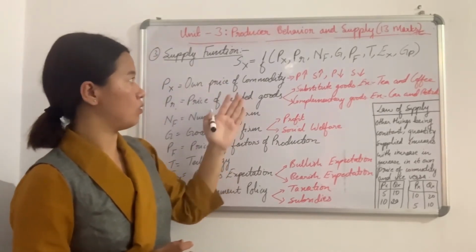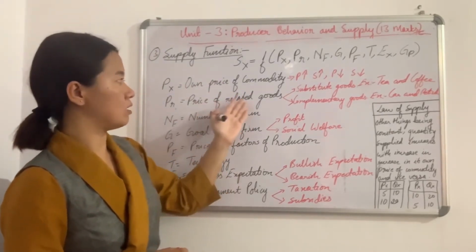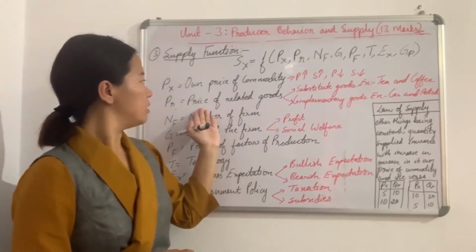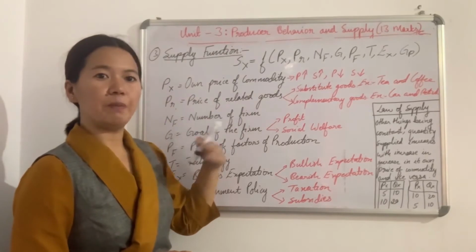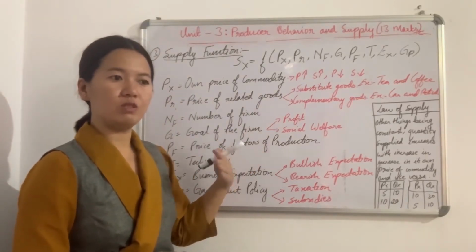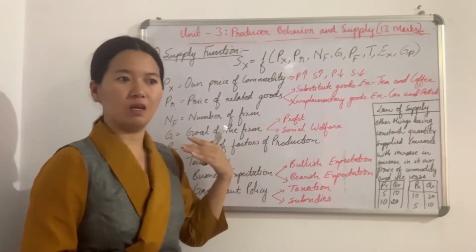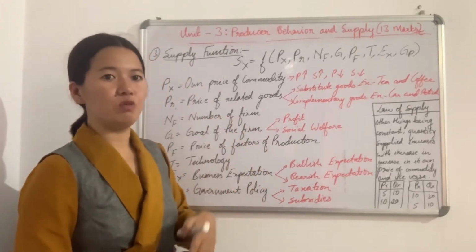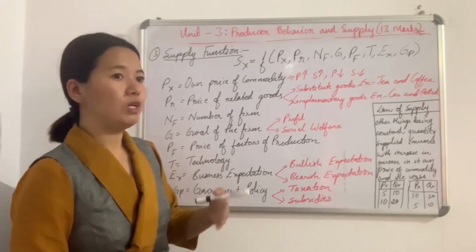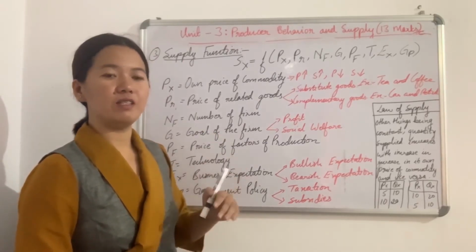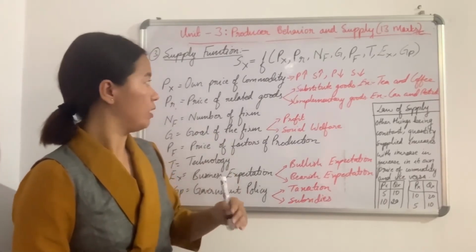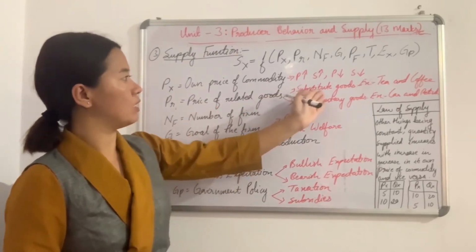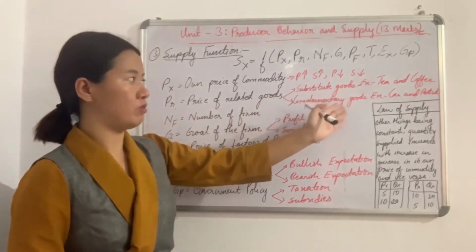Then we will go to the second one, that is price of related goods. This determinant also applies in the demand concept. We have also learned this concept in the previous unit. So now in this unit, we will look from the producer's side. So in this concept, we are seeing the direct relationship between price and supply. The price of related goods, we have two, that is substitute goods and complementary goods.